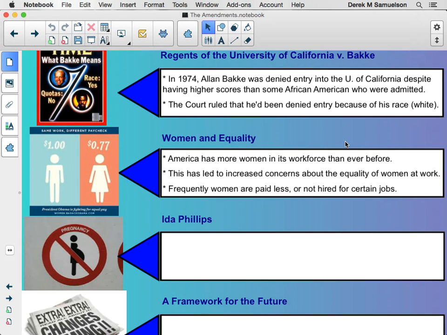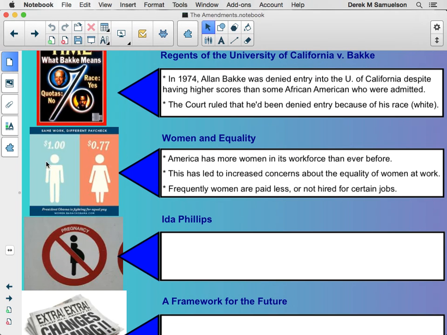Now, women inequality. America has more women in its workforce than ever before. The number of women is approaching the number of men in the workforce for a number of reasons. This has led to increased concerns about the equity of women at work.